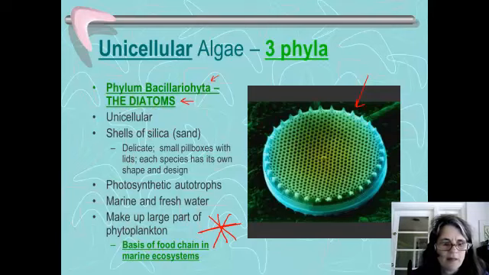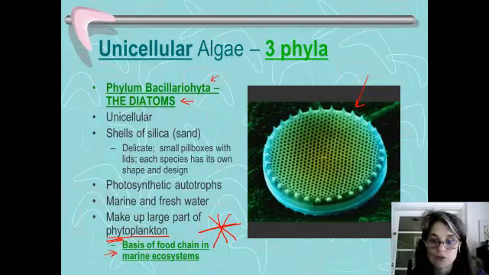Okay? They make up a large part of the base of the food chain, the phytoplankton, the plant-like plankton in the ocean ecosystems. Base of the food chain. You lose your diatoms, you're in huge trouble.